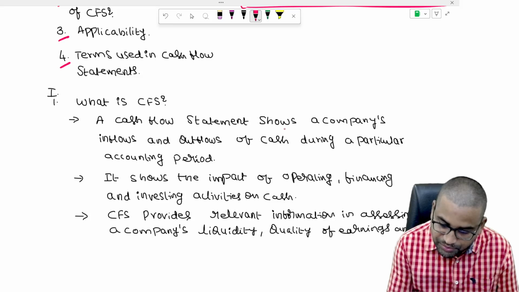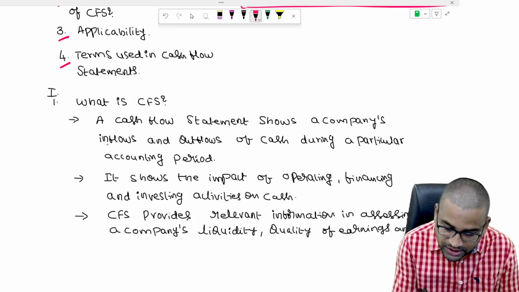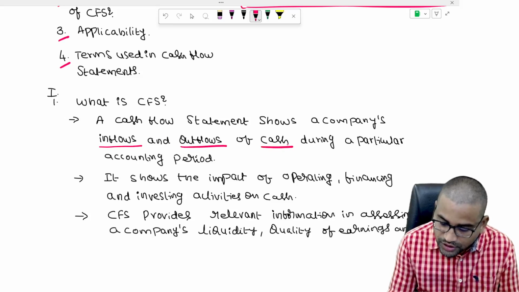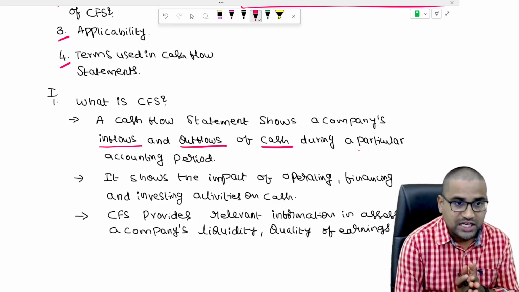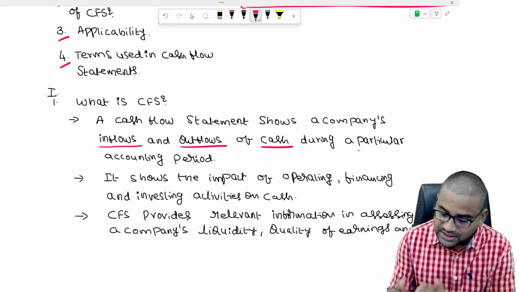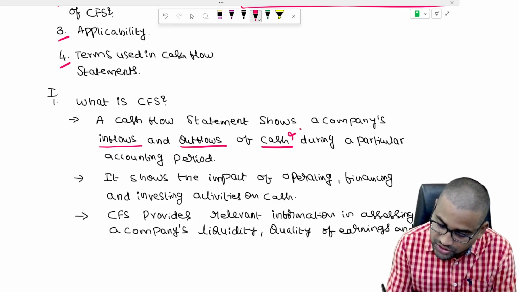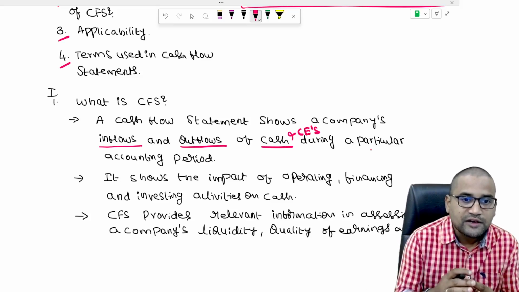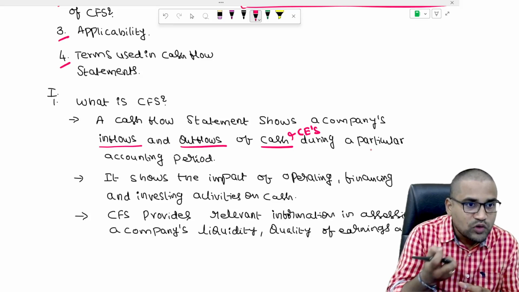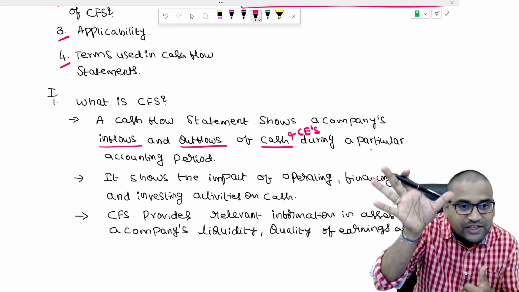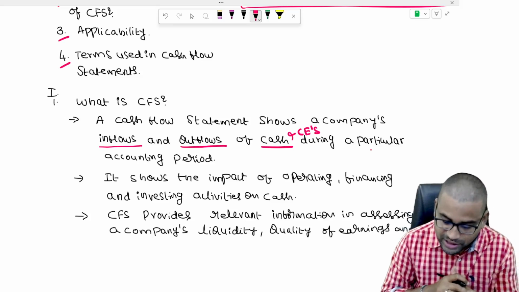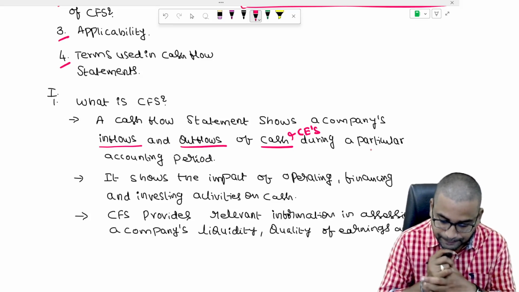A cash flow statement shows a company's inflows and outflows of cash during a particular accounting period, inflows and outflows of cash as well as cash equivalents. See here, not only cash, they use the word cash equivalents. During a particular financial year, what will be my inflows of cash? What will be my outflows of cash? I will prepare that in the form of a statement, and that statement is called the cash flow statement.